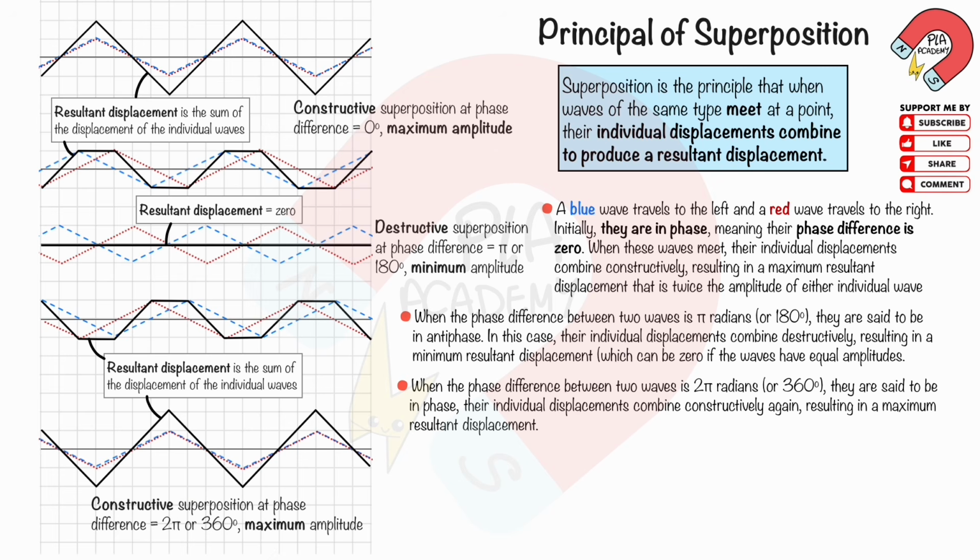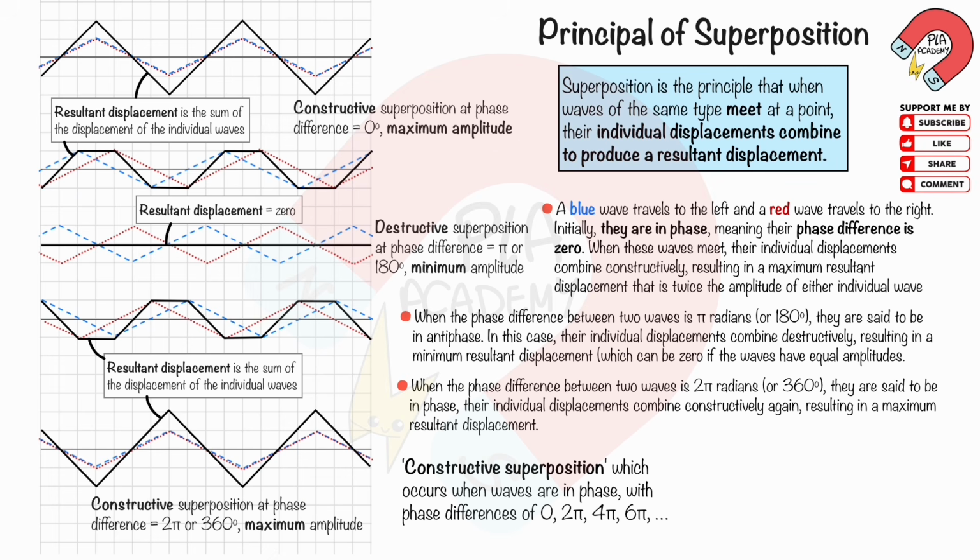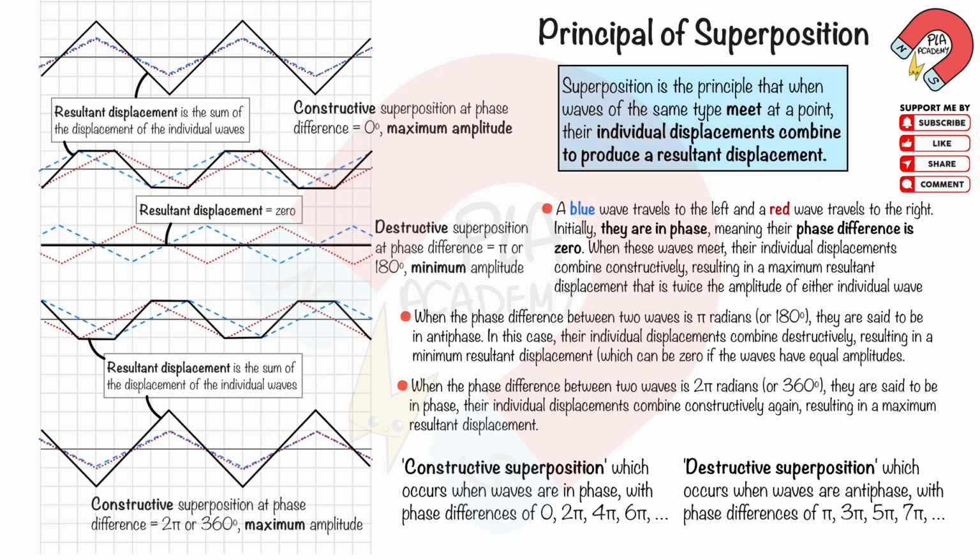Therefore, we can conclude that constructive superposition occurs when waves are in phase, with phase differences of 0, 2 pi, 4 pi, 6 pi, and so on. Destructive superposition occurs when waves are in antiphase, with phase differences of pi, 3 pi, 5 pi, 7 pi, and so on.